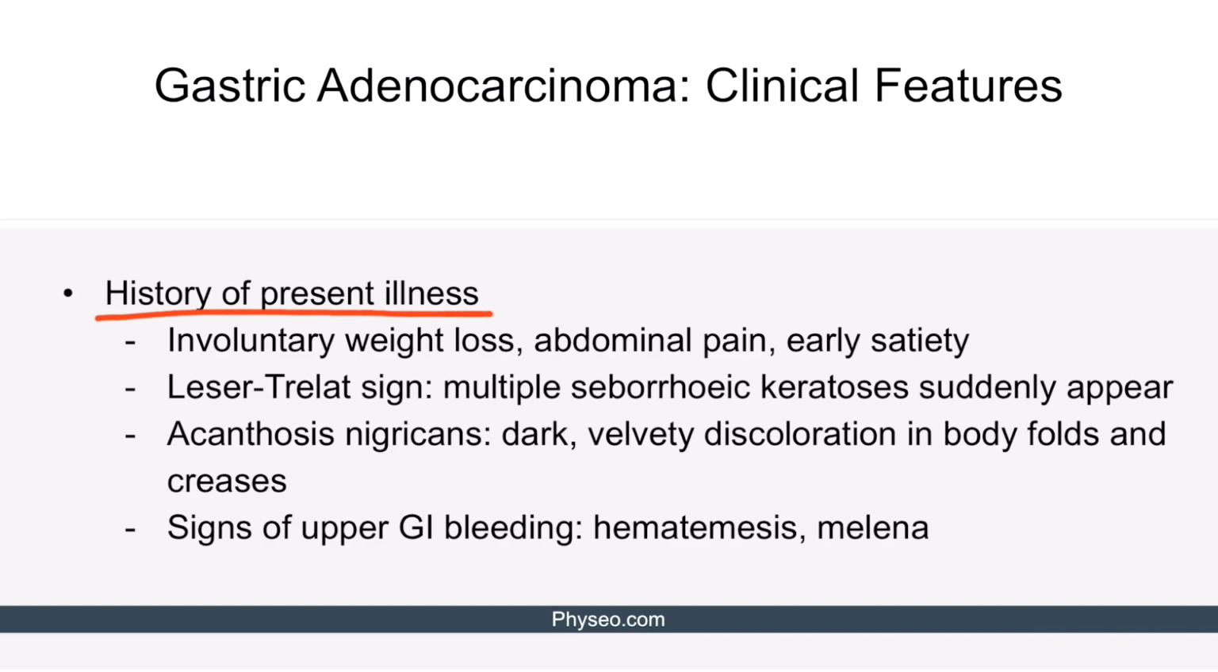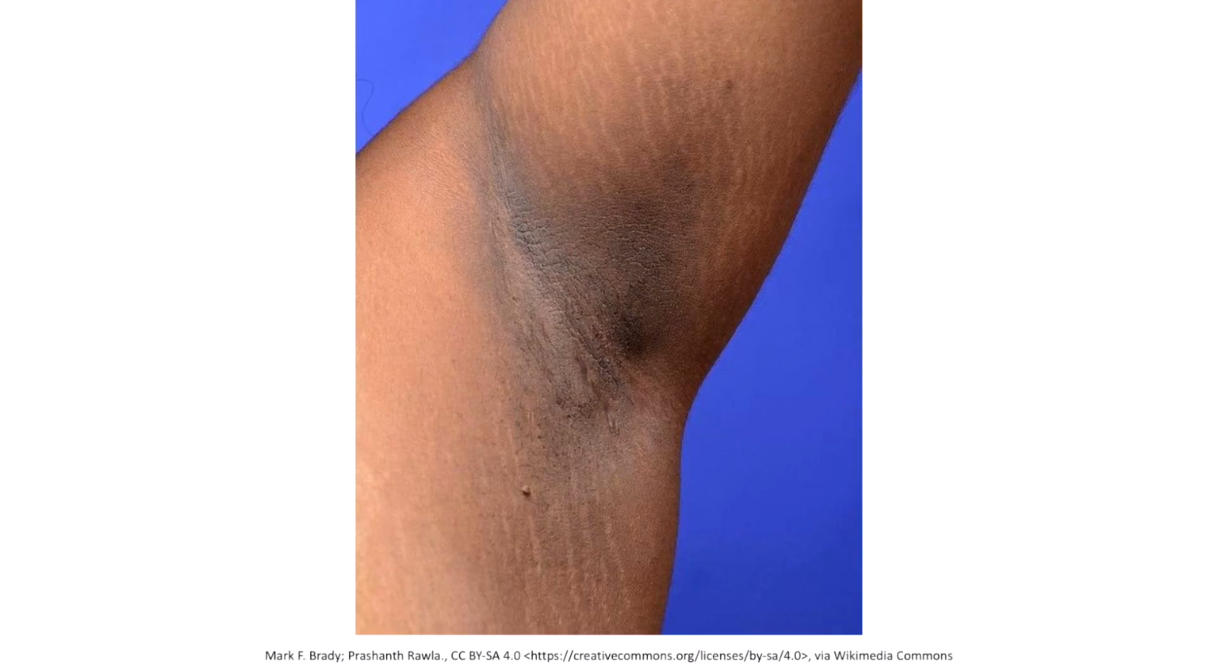Acanthosis nigricans can also be seen, but it is not specific for gastric malignancy since it can be seen in other conditions. It will present as the sudden appearance of dark, velvety discoloration in body folds and creases. Signs of upper gastrointestinal bleeding like hematemesis or melena can also be present. Melena is stool that is commonly described as sticky and dark as it's mixed with fecal contents and partially digested blood.